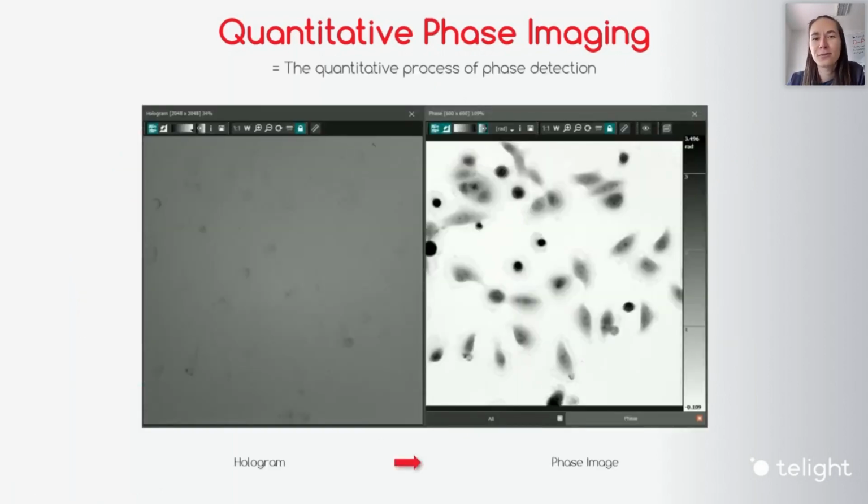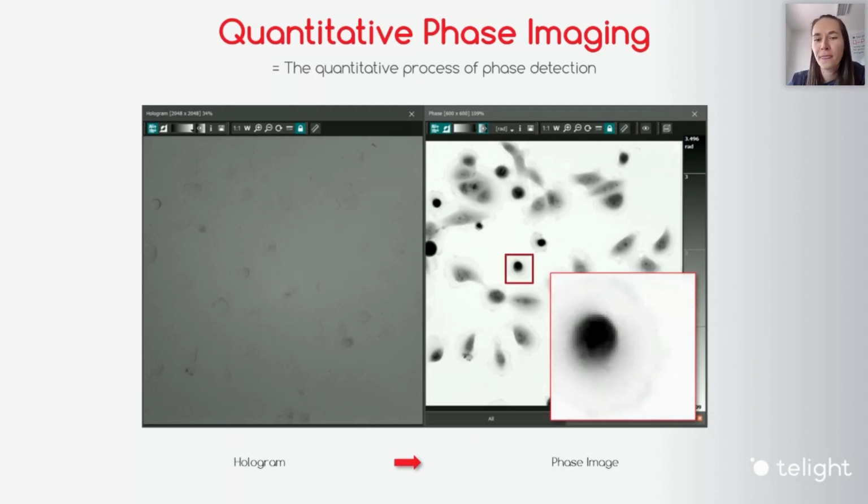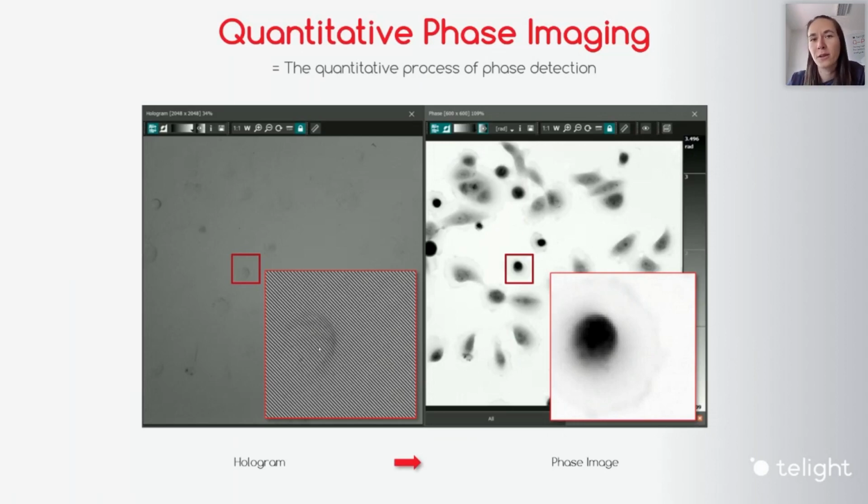Here is an example of such data. On the left, you can see the hologram, and on the right, the phase image that is reconstructed from the hologram. In the phase image, you can see cells with nice contrast. And in the hologram, you can see that the raw data in this technology are really the interference patterns, interference of the two beams. The hologram stores the complete information about the transmitted light, about its phase and amplitude. This allows us to reconstruct precisely the phase image.